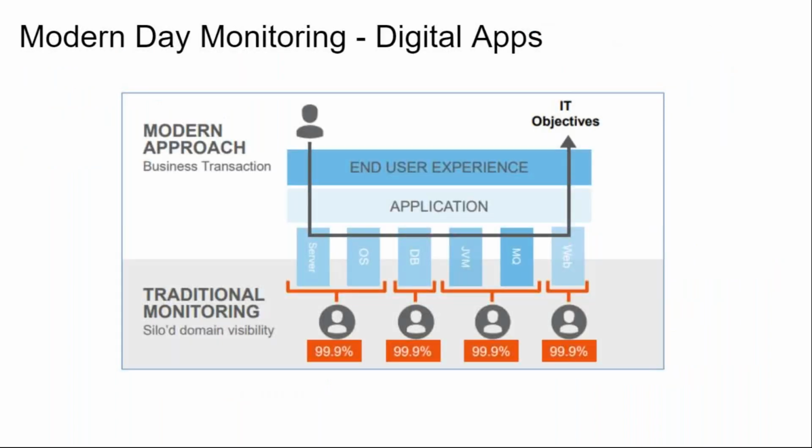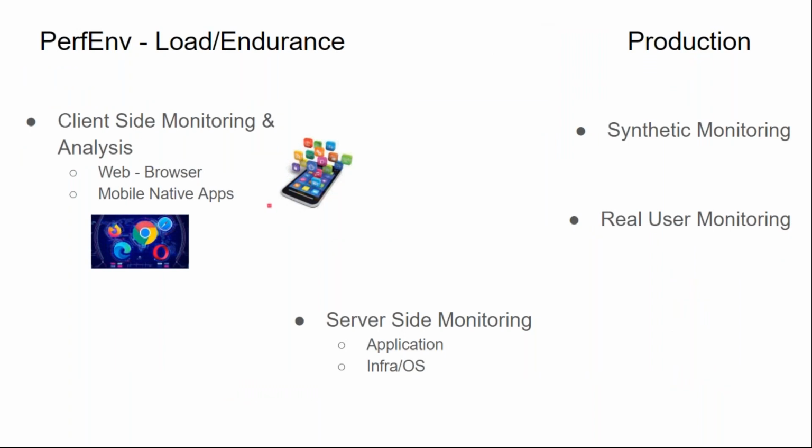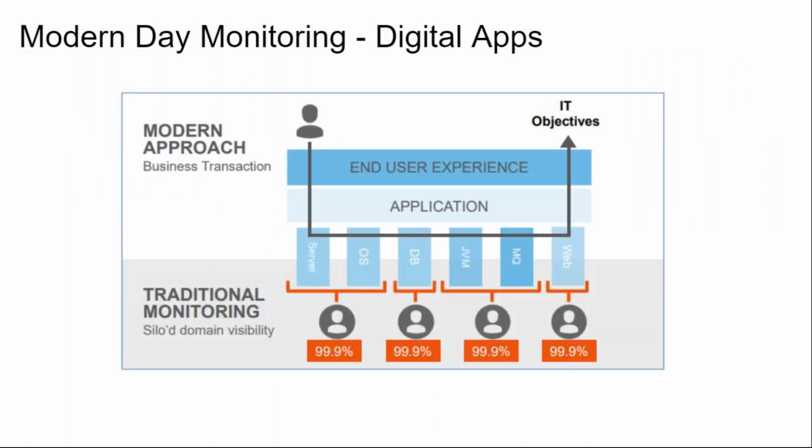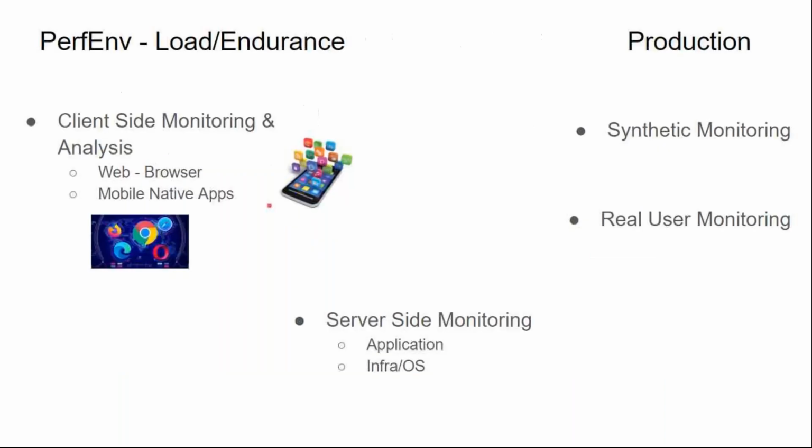So that is where we are going to look into all these concepts: client side monitoring, synthetic monitoring, real user monitoring, APM server side monitoring, infra host level monitoring. All these cover the various aspects of monitoring your digital apps, at the end user level, at the application level, and at the infra level, the three levels of your end to end monitoring.